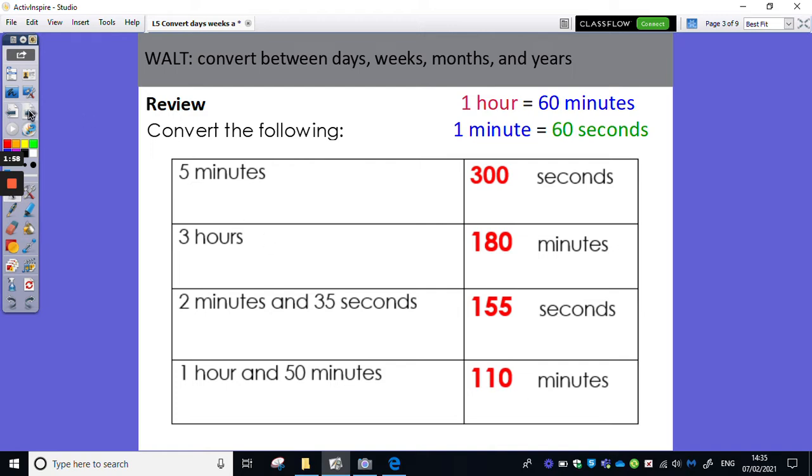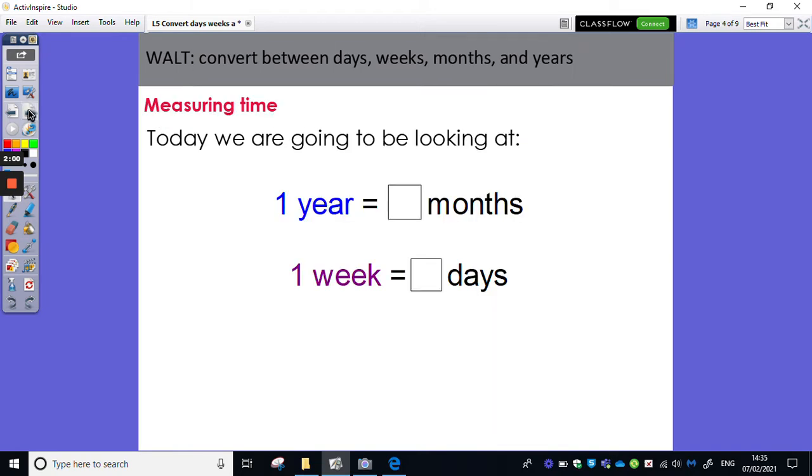So today we're going to be moving on to looking at years, months and weeks and days. So I wonder if you can just have a think for a moment. Hopefully you can remember from your maths meetings and things like that, how many months are in 1 year and how many days are in 1 week. So I'm just going to pause for a moment, have a think. Okay, hopefully you have remembered, and if not, then you will need this information for today. There are 12 months in 1 year and 7 days in 1 week.